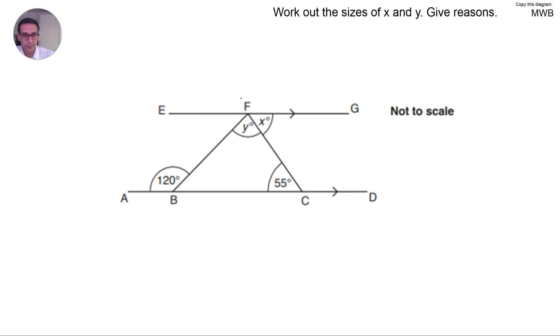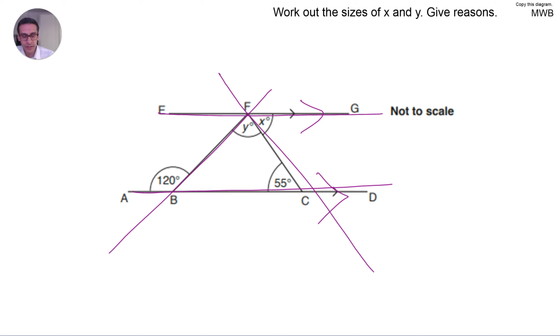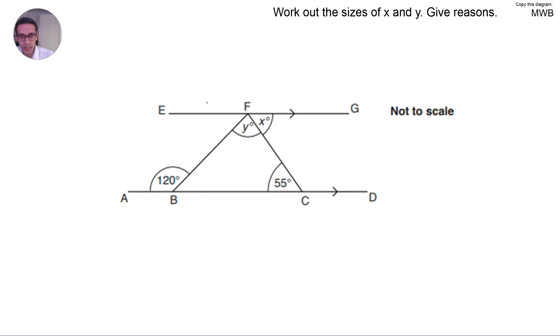All right, so main things to look at here. We can obviously see there's a pair of parallel lines here. So this line and this line are transversals. The other obvious thing that you will have spotted is there's a triangle here, so we know those will add up to 180. So we're going to be using a combination of things here.